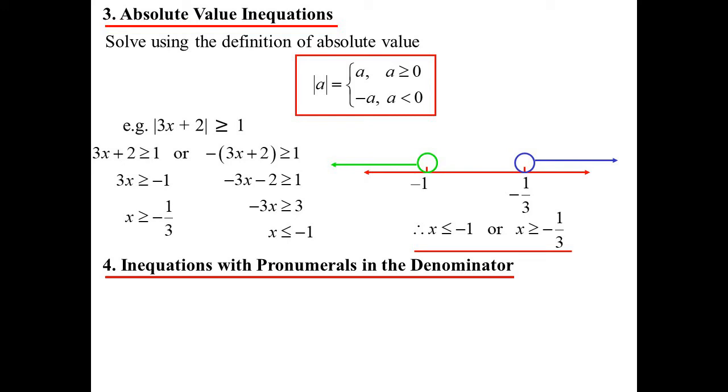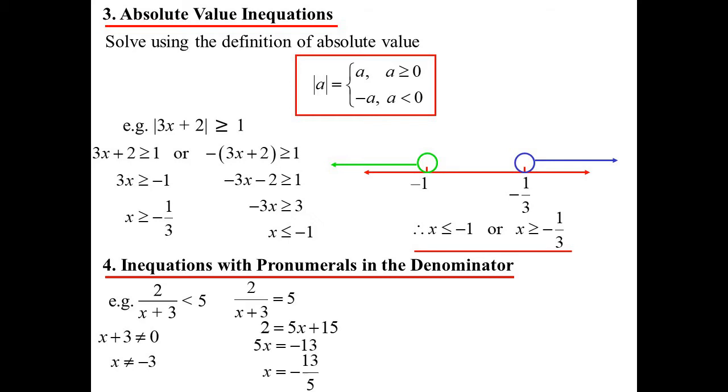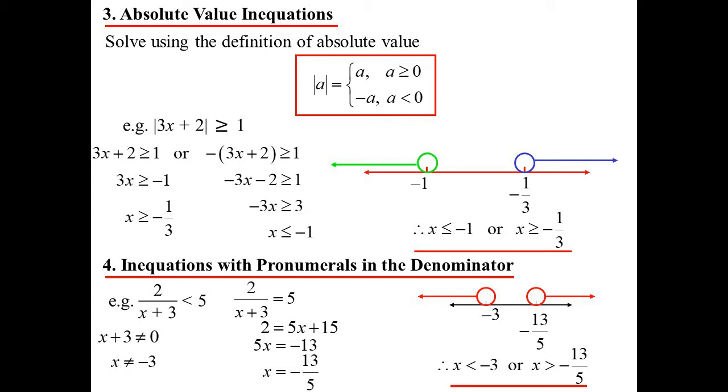Then we come to the controversial one, where you all love to do your method of squaring the denominator. So we get 2 on x plus 3. The bottom of the fraction tells us the discontinuity. So there's our first critical point. Solve it like it's an equation. Minus 13 on 5, there's our second critical point. Now we just test. Sub 0 into that. What do we get? 2/3 is less than 5. Is that true? Yep, of course it is. So 0 is included.